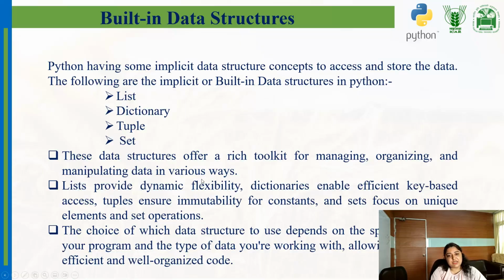Like, a list provides us dynamic flexibility, and a dictionary can store the values in key-value pairs, and because of this property it enables efficient key-based access. Tuples are immutable, meaning tuples are constant. They can store constant values. If we create a tuple, then it is impossible to add or remove values from it. Then sets have the property of uniqueness, meaning a set does not allow duplicacy. Every element has single multiplicity in a set.